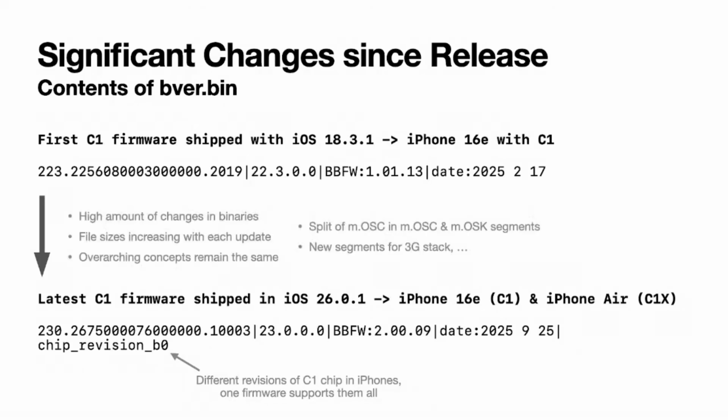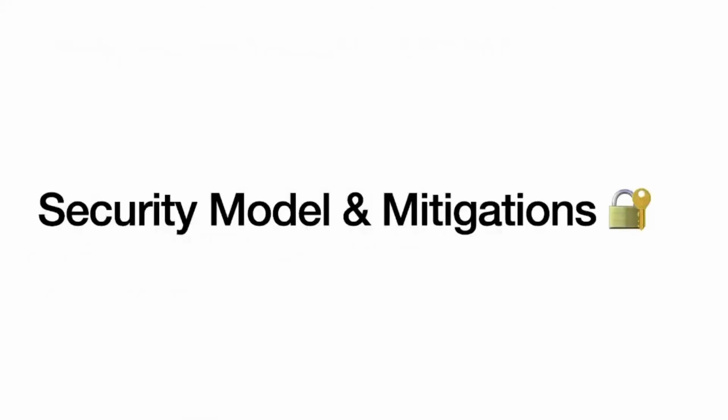And there was a high amount of binary changes across the versions, so diffing is not that easy, but the file size is always increasing, so more features are being added, and the overarching concepts usually remain the same. Some segments change, like the operating system segments have been split up in some way, and there are new segments, for example, for 3G, so maybe Apple wanted to separate this old stack a bit more from the newer stacks. And with that basic knowledge, we can dive into the firmware and its mitigations regarding security.